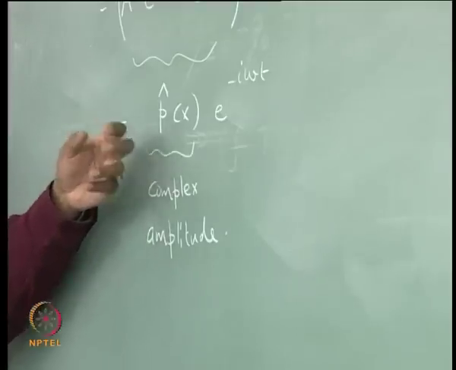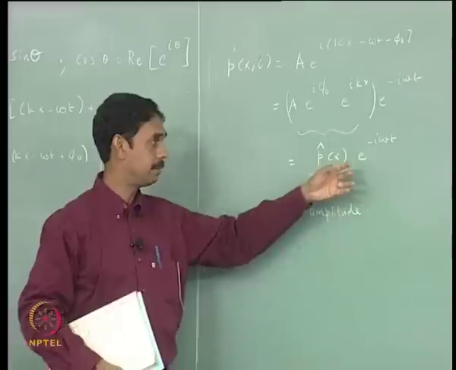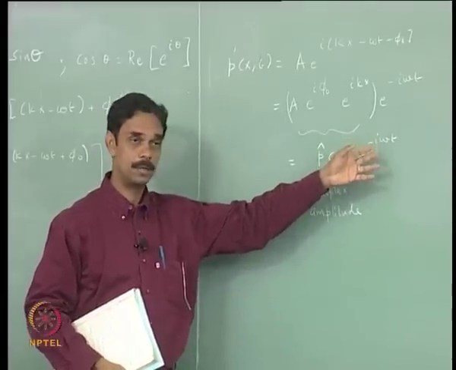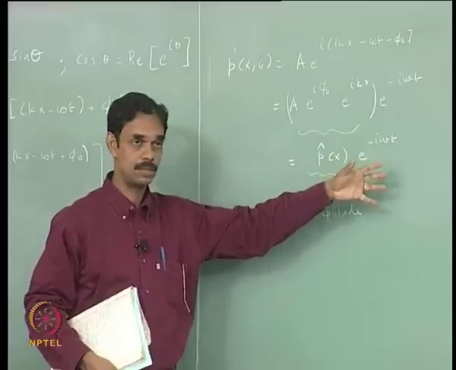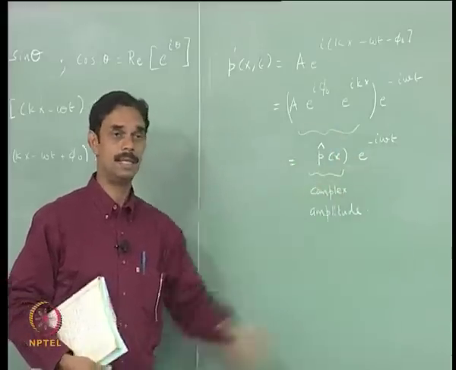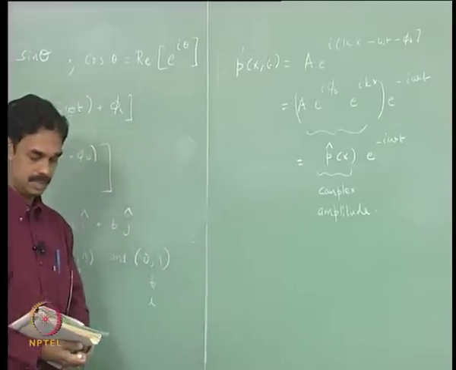We take the complex amplitude multiplied by e power i omega t, or here it is e power minus i omega t. You can use both. This will be cos omega t minus i sin omega t. So you do this whole multiplication and then take the real part, and that is what gives the instantaneous pressure.